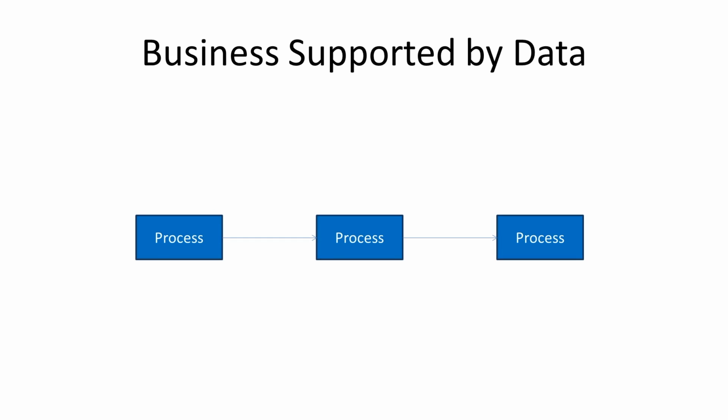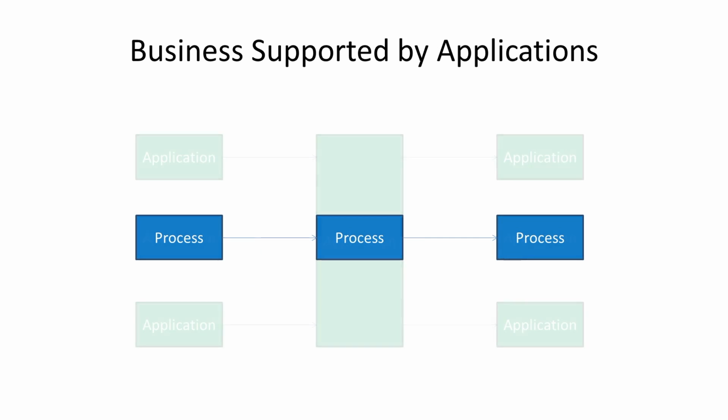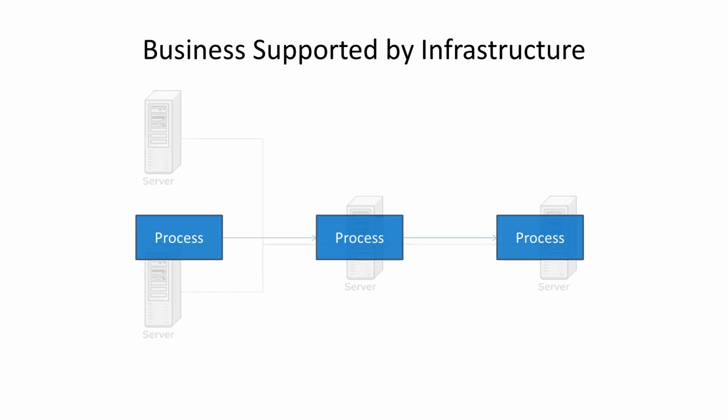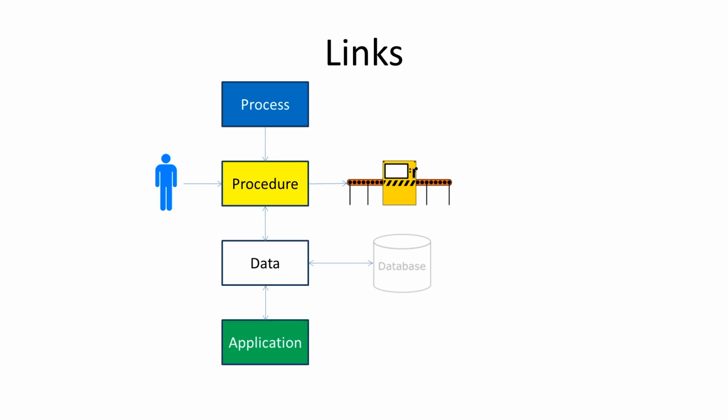Which means that we understand that the business processes are supported by data, that the business processes are supported by applications, and that the business is supported by the infrastructure underlying both the data and the applications. All of this allows us to understand that everything within the enterprise is linked. So from our process, we understand what procedures it contains, who runs them, what resources those procedures use, and many indirect links from that process down through the enterprise and into the IT.